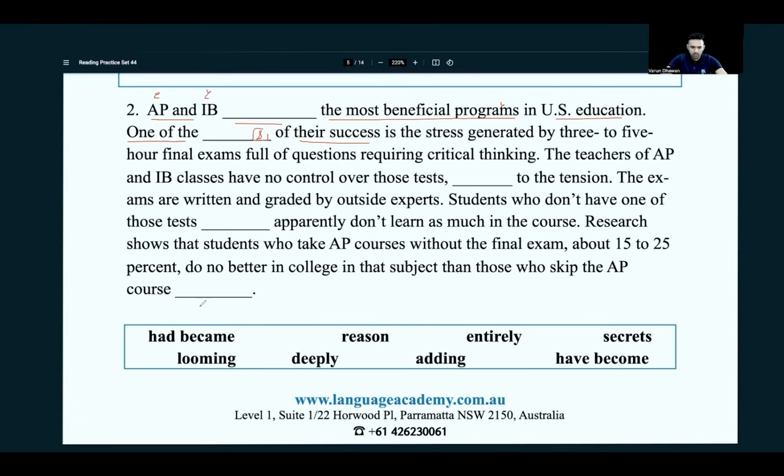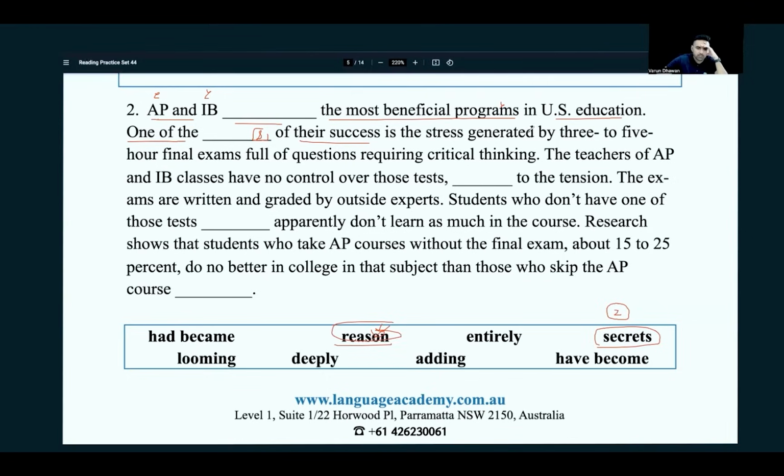Let's see how many words we have ending with S. Only one. You don't even have to think twice. This is going to go here. That's it. One of the reasons, one of the factors, one of the means, from many you're selecting one. So this has to be a word ending with S, a plural. One of the secrets, why not reason? Because this is singular. One of the reasons will be correct.